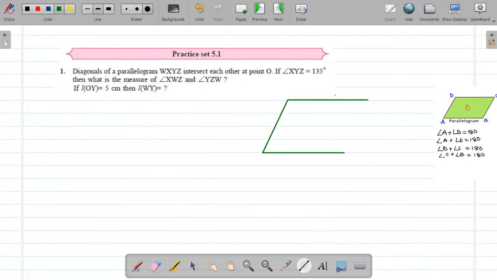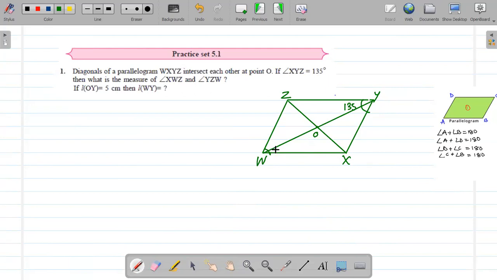So let's say that's WXYZ and the diagonals intersect at the point O. So here we draw that, and these are the diagonals of WXYZ, and they intersect each other at point O. If angle XYZ is given as 135 degrees, then what is the measure of angle XWZ? XWZ is this entire angle. We need to find that.